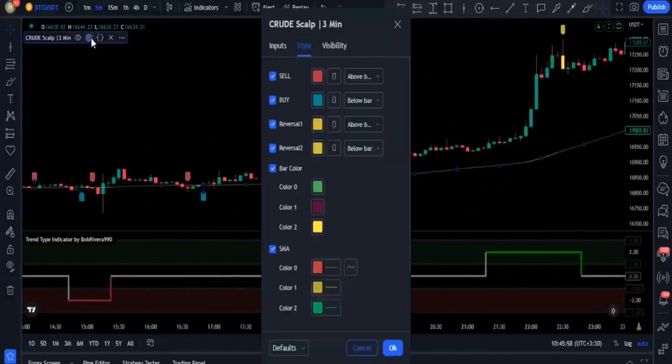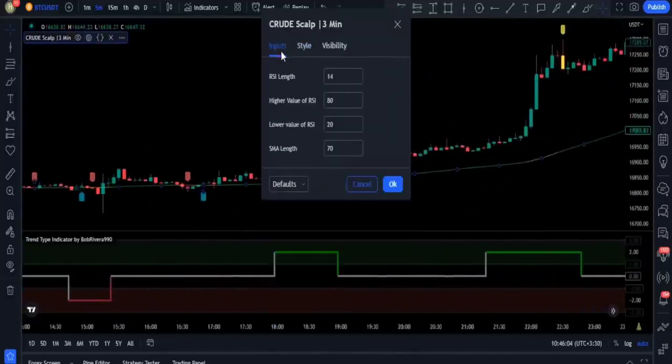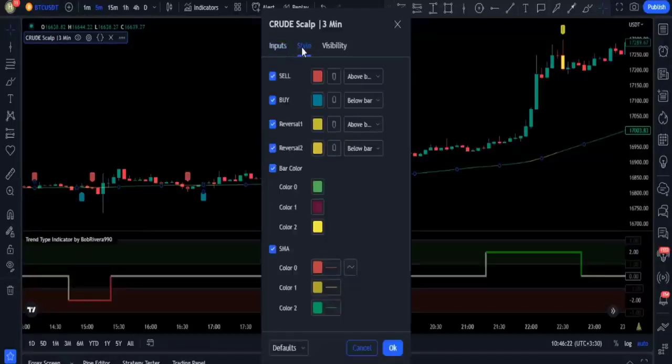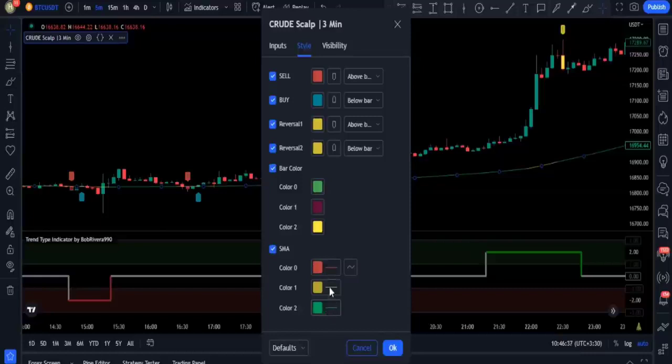So we open its settings and in the Input tab, we change lower value of RSI option from 20 to 24. Then we change the SMA length option from 70 to 100. Next, we move on to the Style section and in here, we need to change all SMA color options which are different color to a single color.